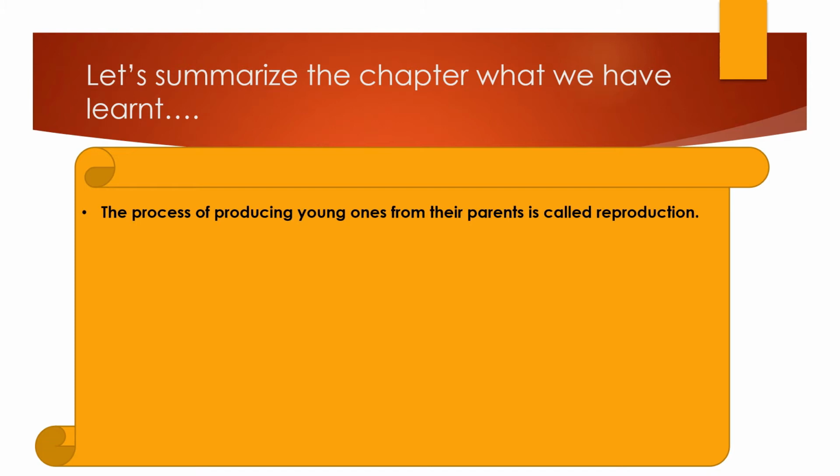The process of producing young ones from their parents is called reproduction. Flower is the reproductive part of the plant. As we have already discussed, there are two parts in a plant. One is called the vegetative part and the second one is the flower.